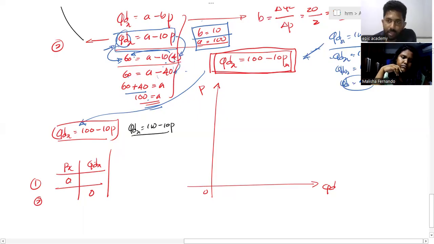First assumption, P becomes 0. If P becomes 0, what will happen to the quantity of demand? Just assume that QD equals 100 minus 10P. P means 0, 0 multiplied by 10, it is 0. Okay. So then QD equals 100.